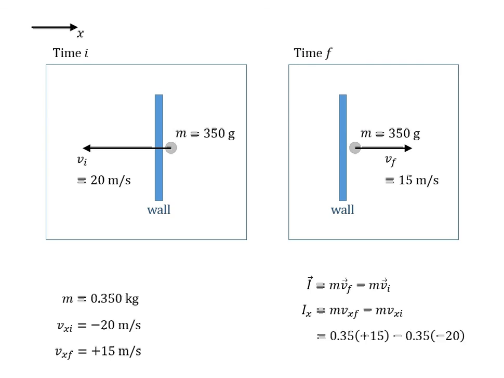So we'll substitute in 0.35 times the positive 15. Of course, you don't really need to write the plus sign. Minus the 0.35, but then times negative 20, and work that out to get about 12.25. And that's kilograms times meters per second. There's not a special SI unit for impulse or for momentum. And that's one little example.